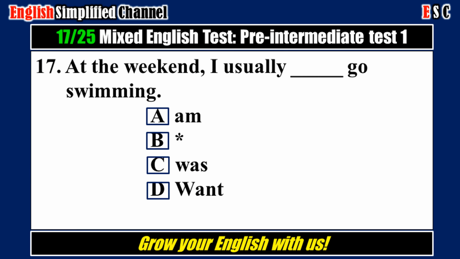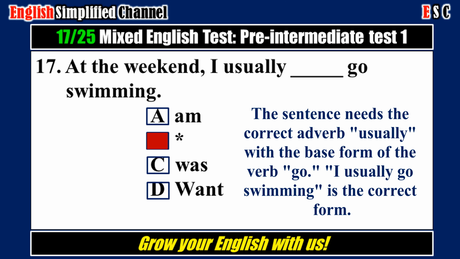17. At the weekend, I usually, blank, go swimming. A. Am. B. None is correct. C. Was. D. Want. 17. At the weekend, I usually go swimming. Answer B. None is correct. The sentence needs the correct adverb usually with the base form of the verb go. I usually go swimming is the correct form.